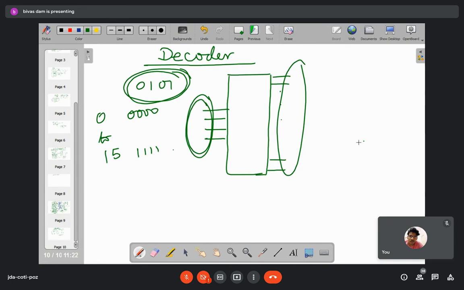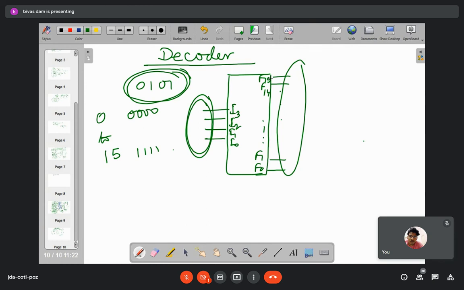So here this will be I3, I2, I1 and I0. Here this will be F0, F1, dot dot dot. This will be F14 and F15. Okay.